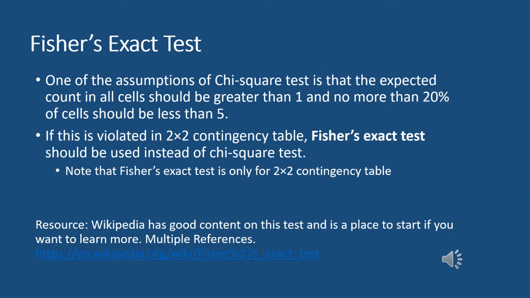There is another non-parametric test called the Fisher's exact test. And this is if you would be violating the assumption of the chi-square test that the count in all the cells is greater than 1 and no more than 20% of the cells should be less than 5. If this is the situation and you have a 2 by 2 contingency table, then the Fisher's exact test would be what you would use instead of the chi-square.